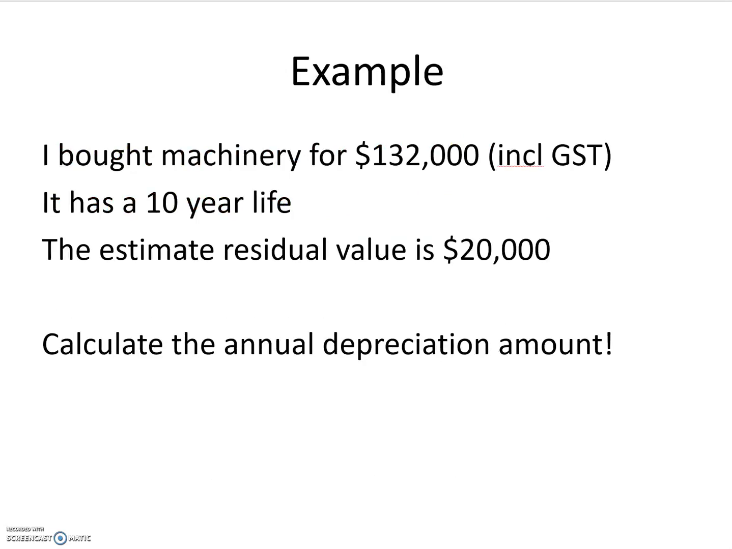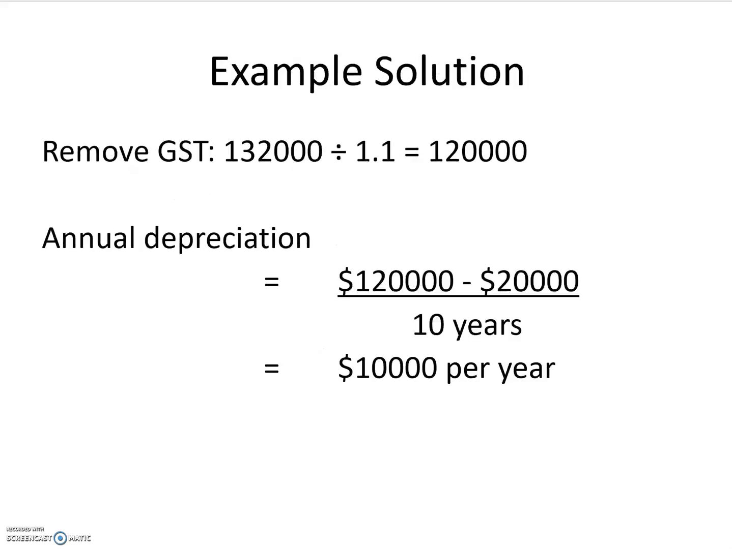Okay, so here's an example. So I bought machinery for $132,000. So that includes GST. The machinery has a 10-year useful life. The estimated residual value is $20,000. Let's calculate the annual depreciation amount. So we're going to use that formula we just did, but before we do that, we need to remove the GST.